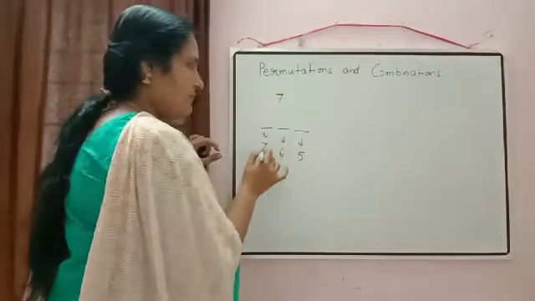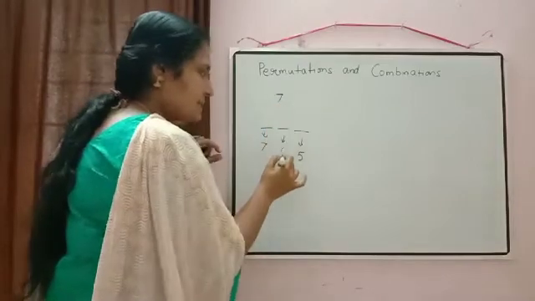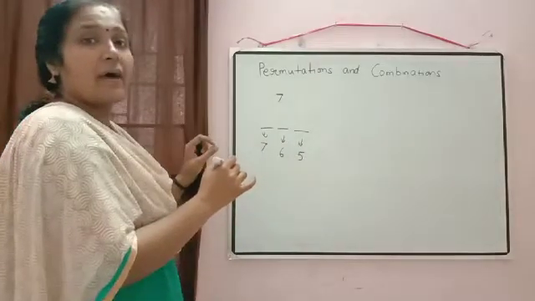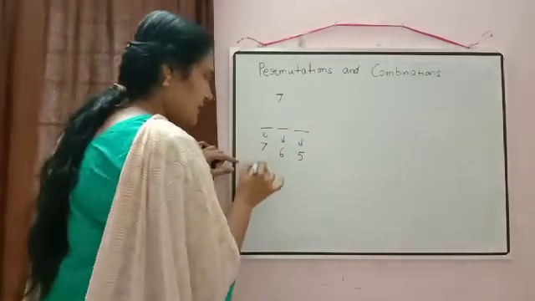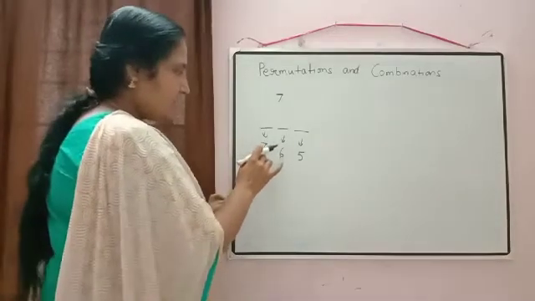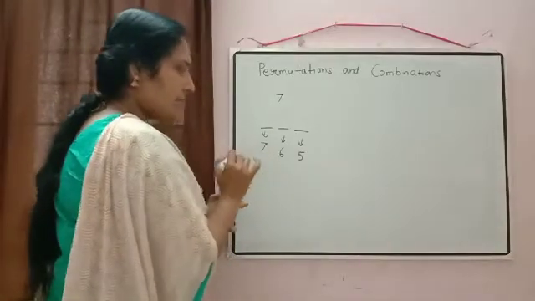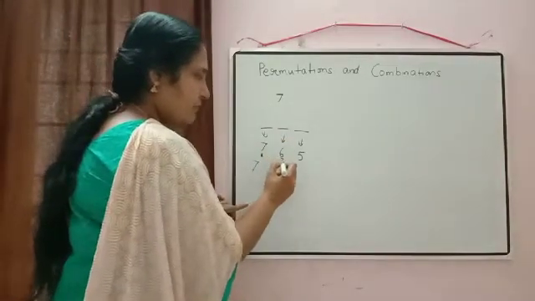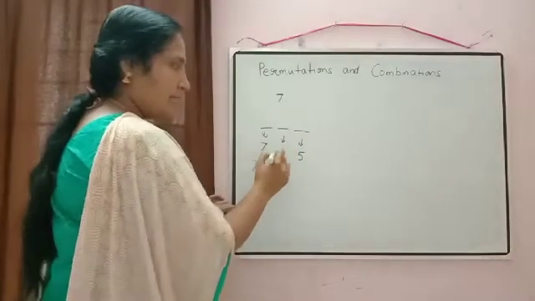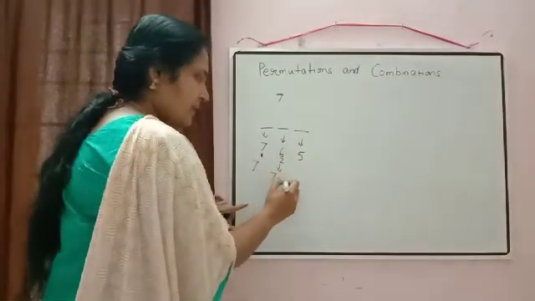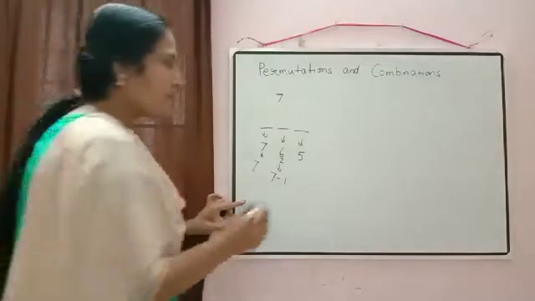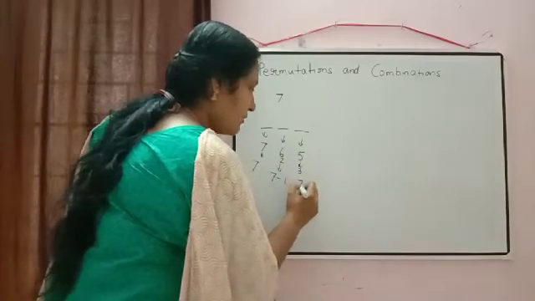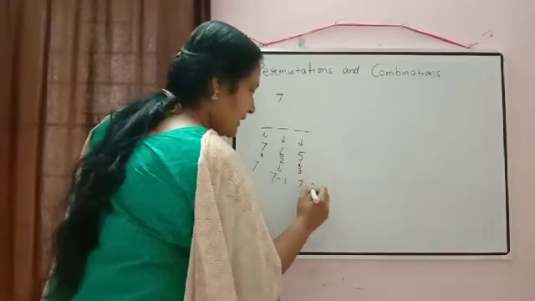The first place can be filled in 7 ways only. The second place can be filled in 6 ways. How did we get that? 7 minus 1. The third place can be filled in 5 ways. How does it come? That comes from 7 minus 2.